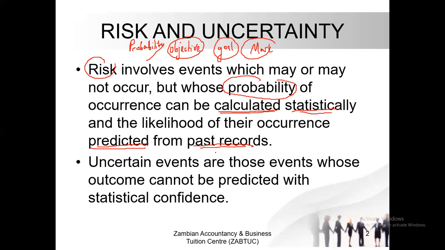If an event is uncertain, we're talking about those events whose outcome cannot be predicted with statistical confidence. So we can't predict this. We can't assign probabilities. Why? We're not very sure about the input-output relationship. We don't have enough experience. So such events are described as uncertain.